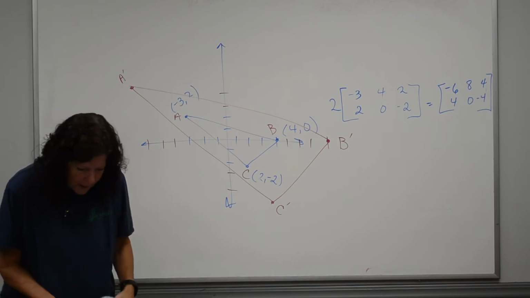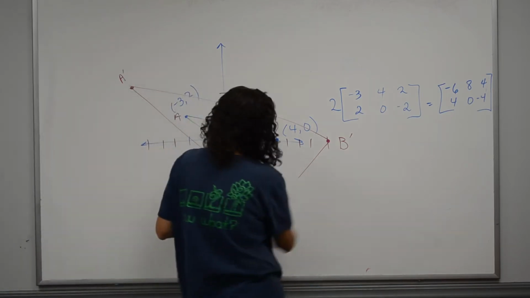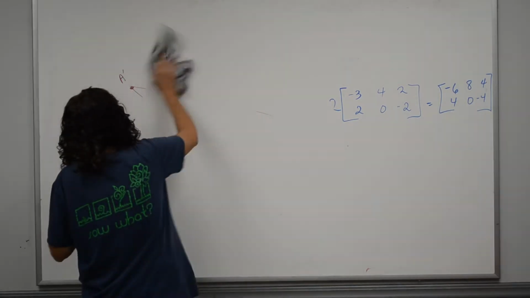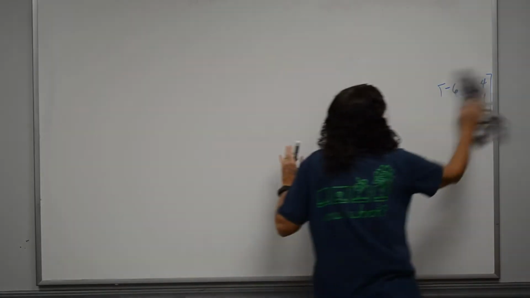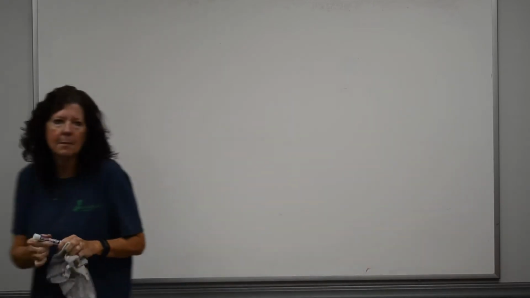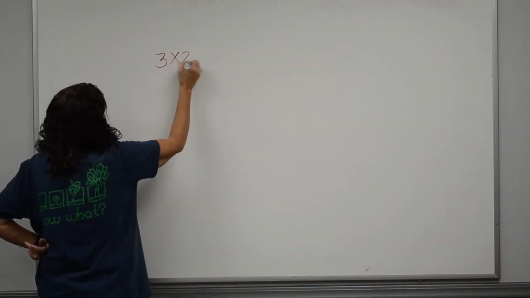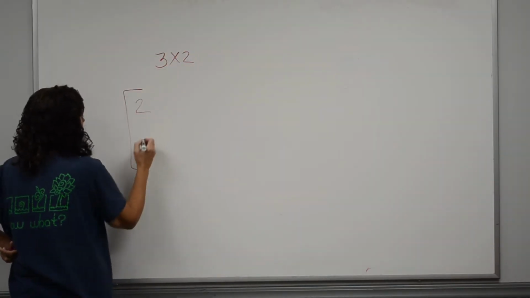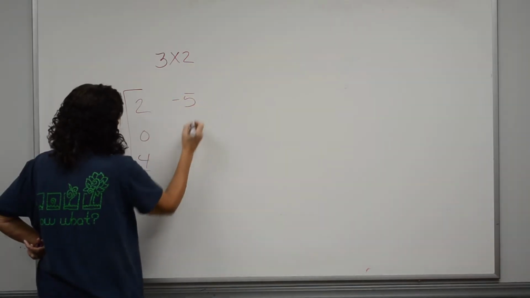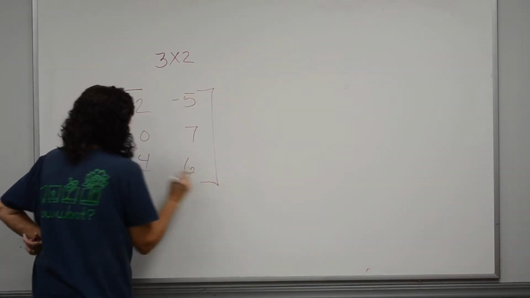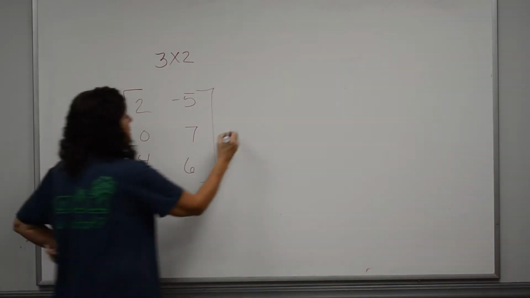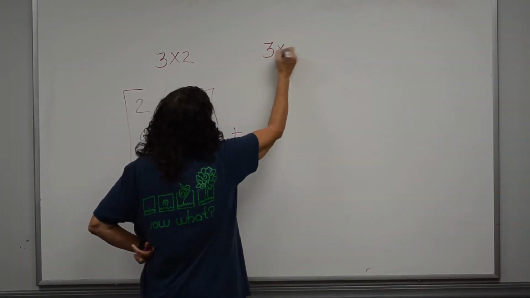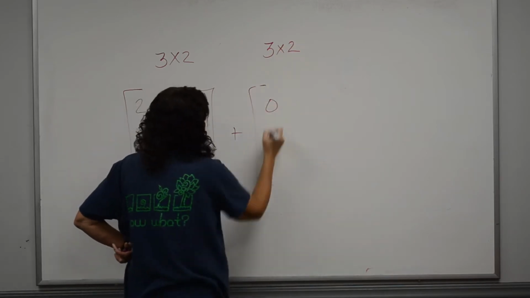All right, let's talk about adding and subtracting matrices. Right now we've done scalar multiplication, where we just take a number at the front and multiply it by everything in the matrix. In order to add two matrices, they have to match up rows and columns. So if the first matrix has 3 rows and 2 columns, I'm just making up numbers: 2, 0, 4. That's 3 rows, 2 columns, right? In order to add a matrix to it, it also has to have 3 rows and 2 columns.